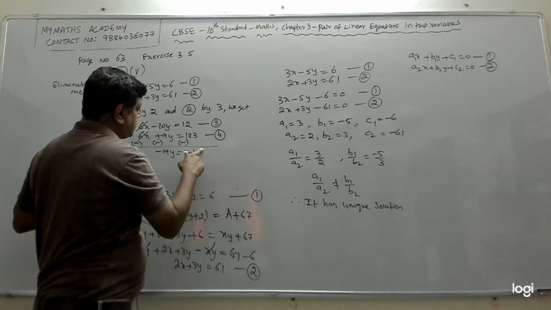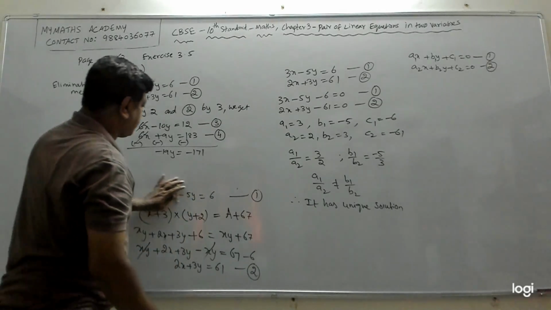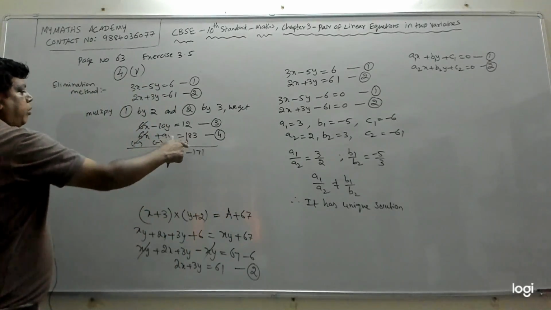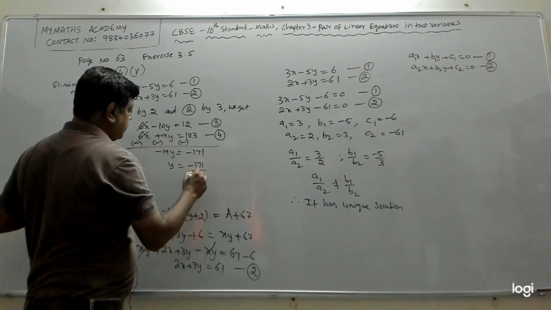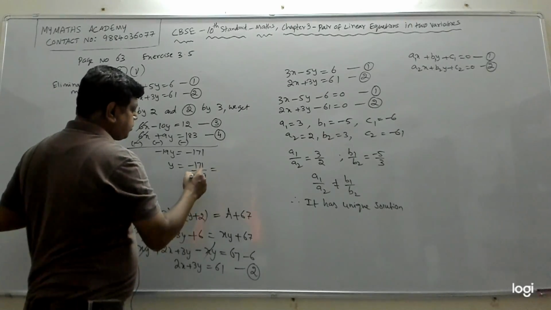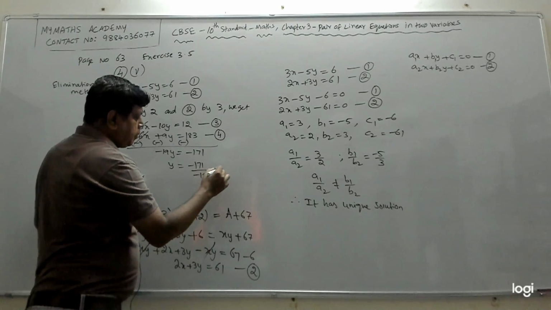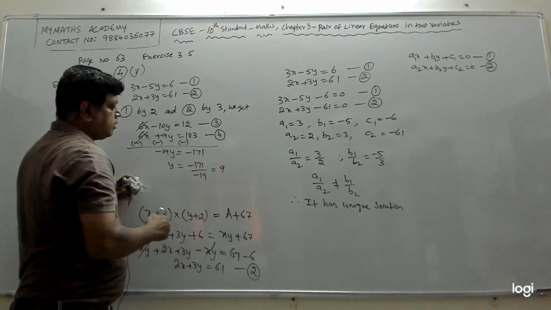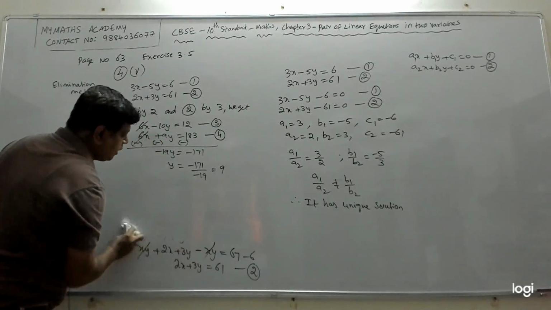Minus 171. Right? If you subtract, 12 minus 183 is minus 171. So y will become minus 171 by minus 19. If you cancel, minus minus will get cancelled. You will get plus, 19 nines are 171. So we got the value of y.